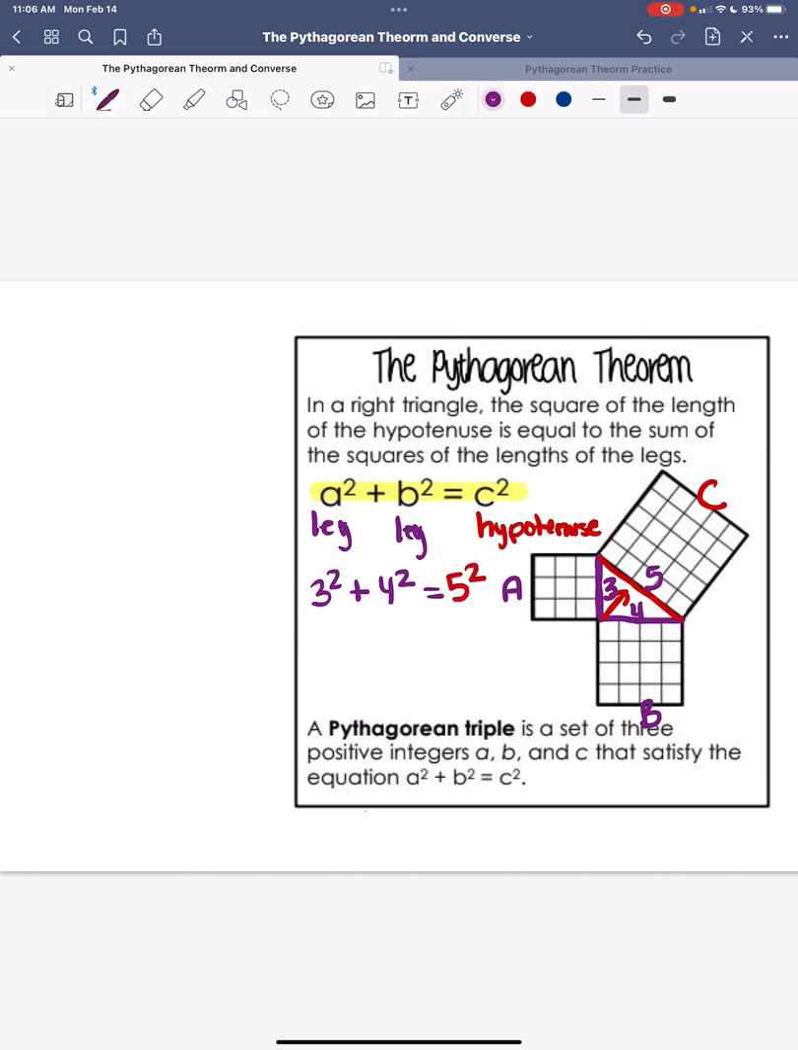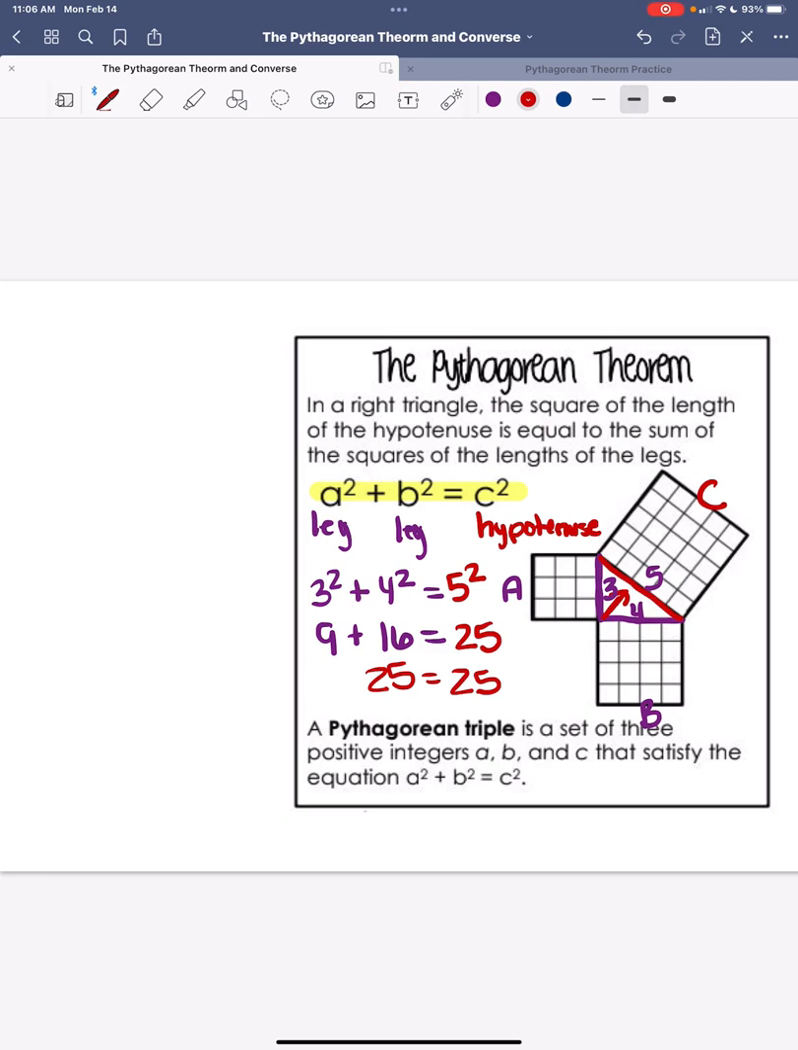Now we're going to solve this. 3 squared gives us 9. 4 squared gives us 16. 5 squared gives us 25. If this is a true right triangle, then the sum of the squares of the two legs should give us the square of the hypotenuse. So when we take 9 plus 16, we're going to get 25. So you will see that this is a true right triangle.